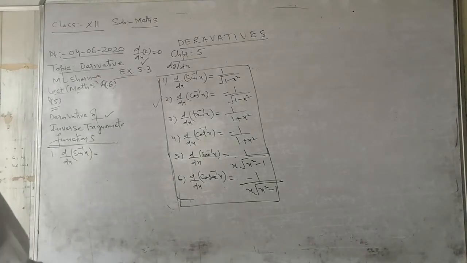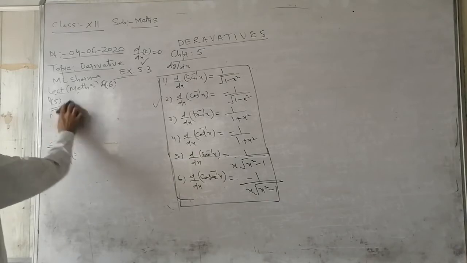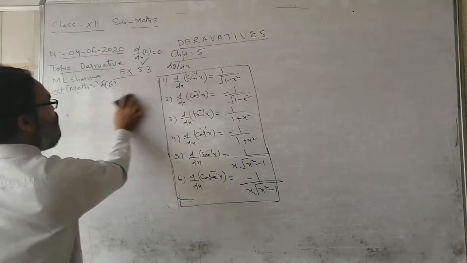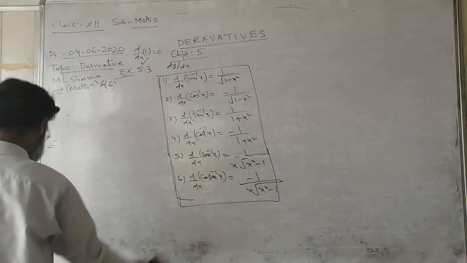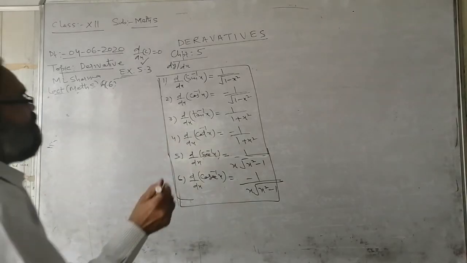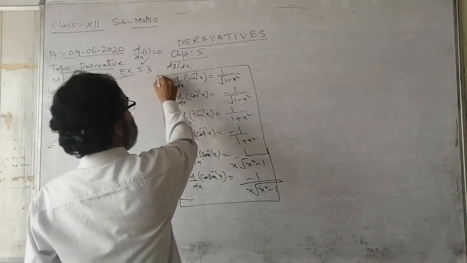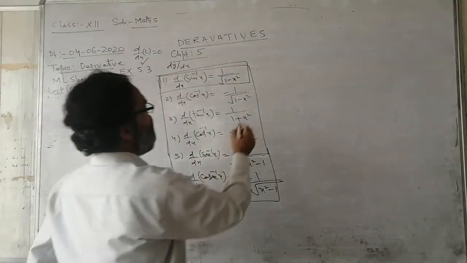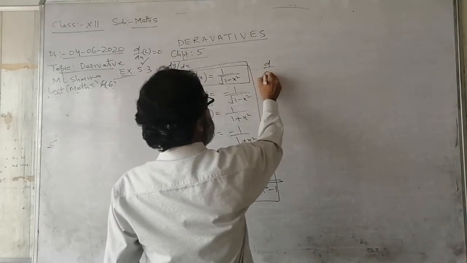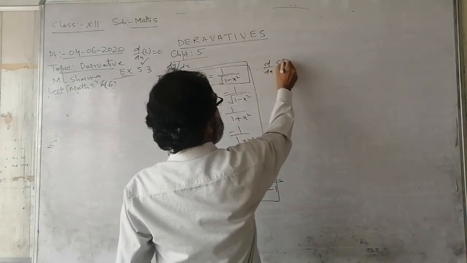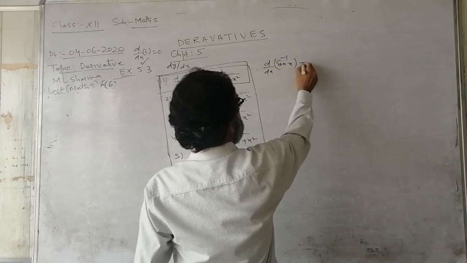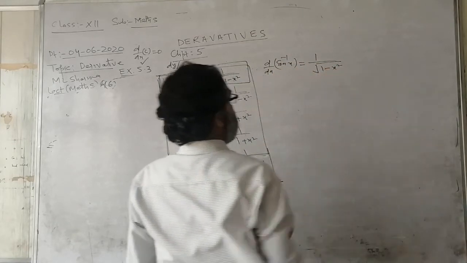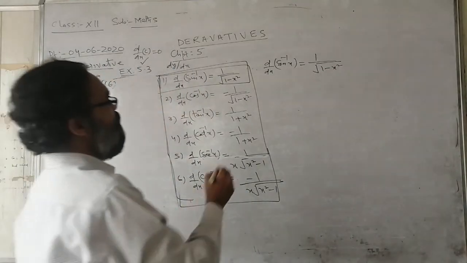So let us first solve the questions based on these formulas. They are simple to prove. For example, if I have to prove this formula, that is derivative of sine inverse x, so d upon dx of sine inverse x, this is equal to 1 upon under root of 1 minus x square. So this can be proved.